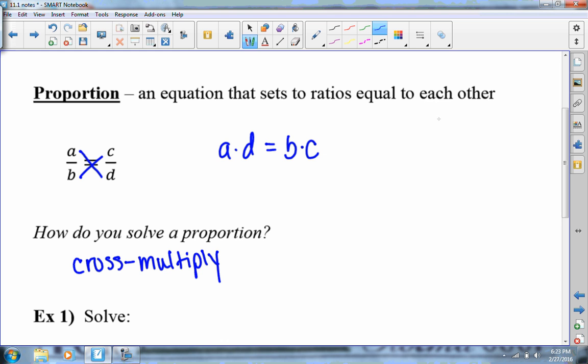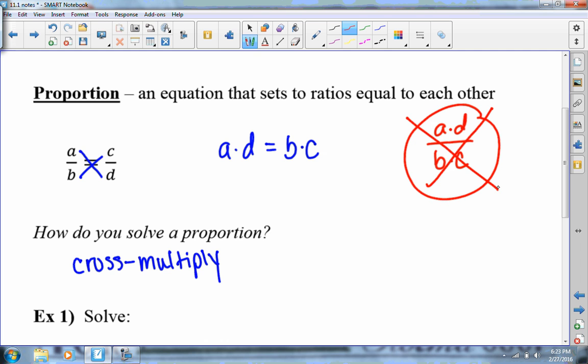Sometimes a common mistake is that students will write a times d over b times c. They keep it as a big fraction, and that is what you do not want to do. That's a common mistake. It needs to be an equation. It has an equal sign in it. So after we do our cross multiplication, it takes fractions that are in an equation and just makes it a linear equation where we don't have any fractions at all. And that's easy to simplify then, because then we can combine like terms or undo addition and subtraction, undo multiplication and division. So once it's out of the proportion form, then it's much easier to solve.